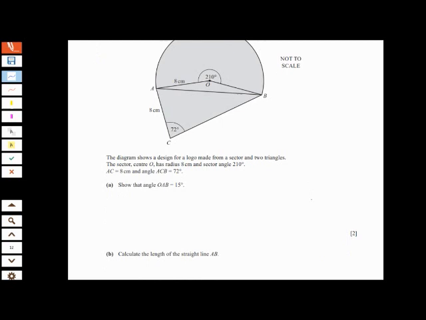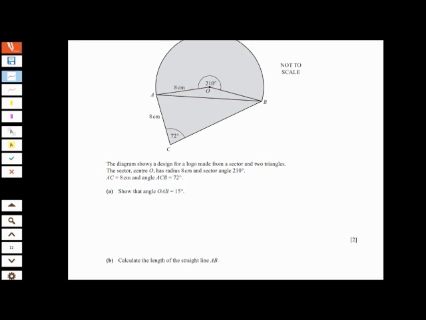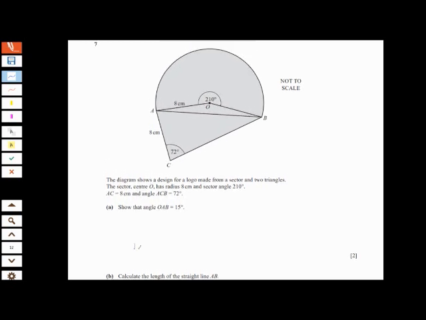Now question 7. The diagram shows the design for a logo made from a sector and two triangles. So basically this whole shape is a sector, if you pay attention. It's a sector and two triangles, which is this triangle and this triangle. Okay, we know the other information, so that the angle OAB is 15. How can you show that?